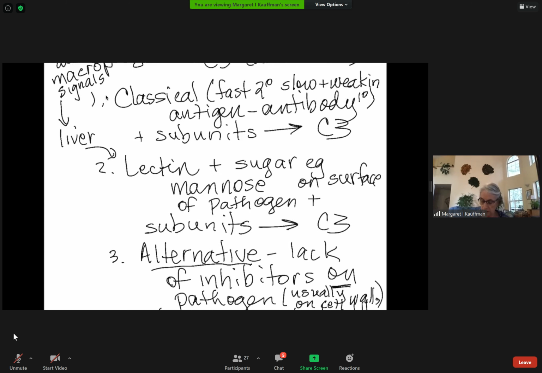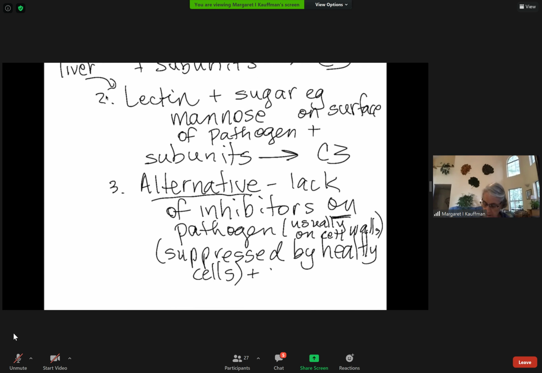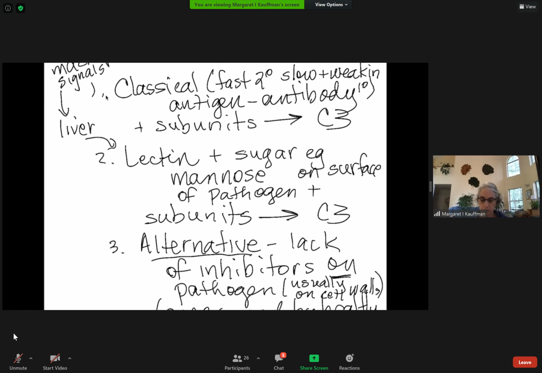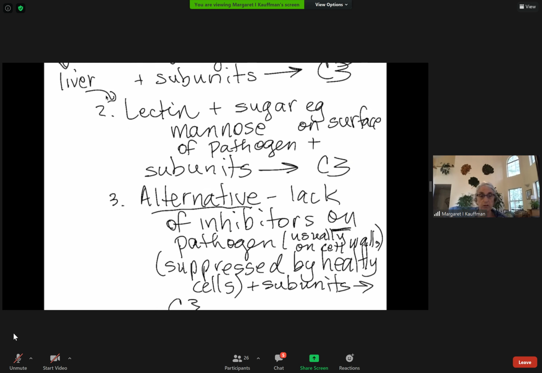So you can see that all this again needs subunits, and then it results in C3 again. So there are 3 different ways of getting C3, and they're kind of situational. If you had a viral infection, you'd probably use the classical pathway. If you have a cell wall or some surface that has mannose and you're a cellular infector like a bacteria or a fungus, not a virus, then you could do the lectin-mannose pathway.